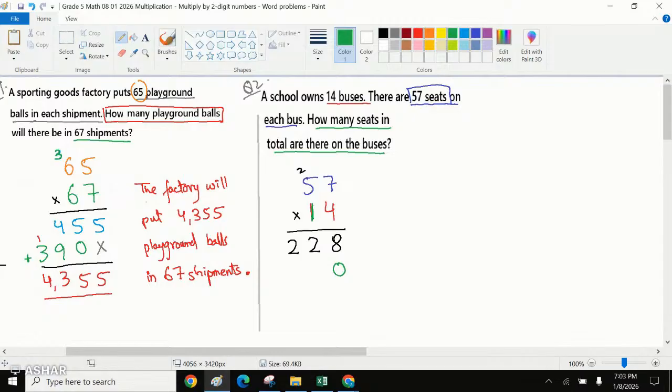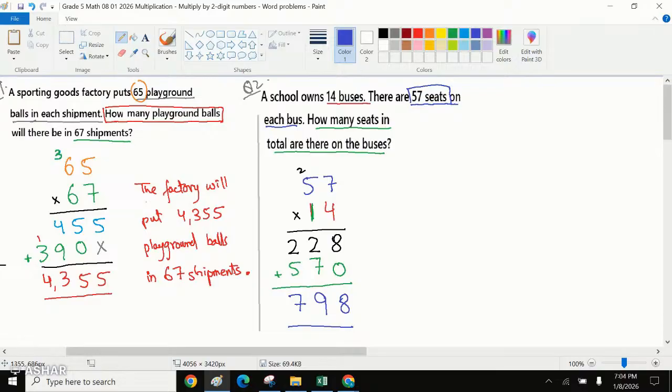1 into 7 is 7. 1 multiplied by 5 is 5. When we add these numbers together, we will get our final answer. 8 plus 0 is 8. 2 plus 7 is 9. And 2 plus 5 is 7. Let's verify. 57 multiplied by 14 comes out to be 798.